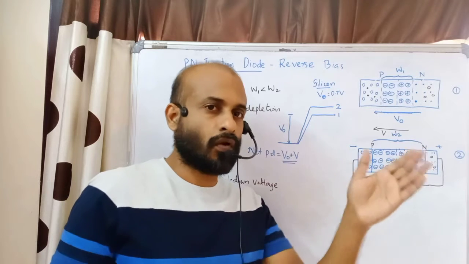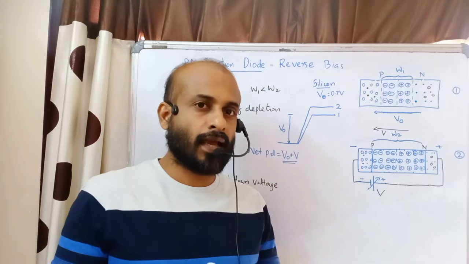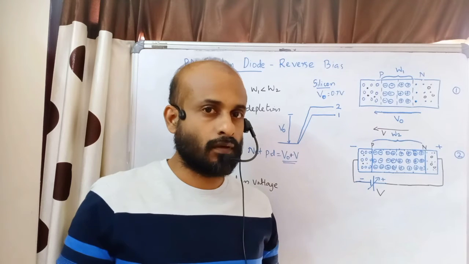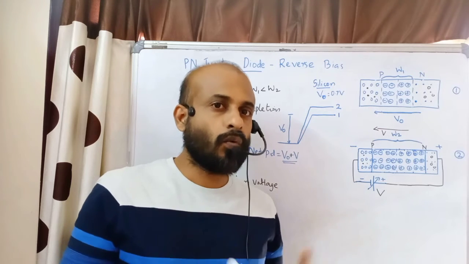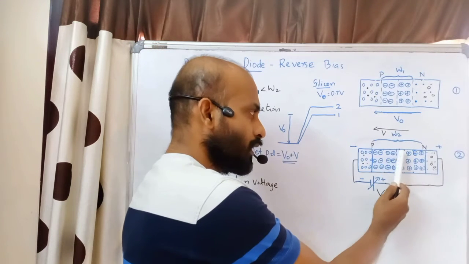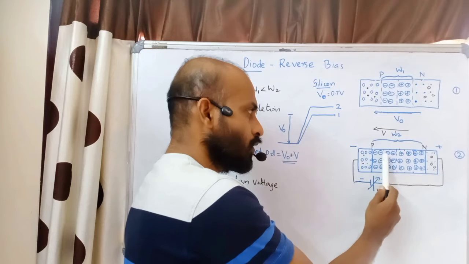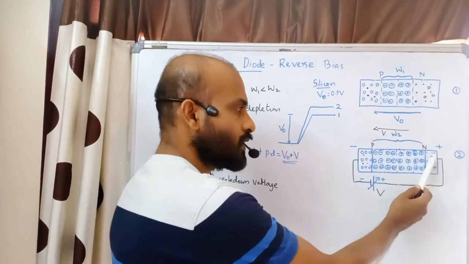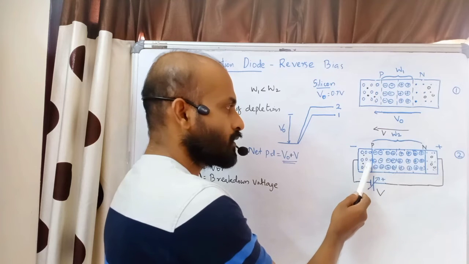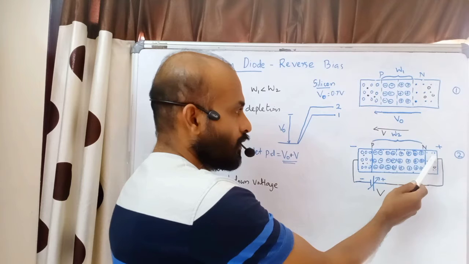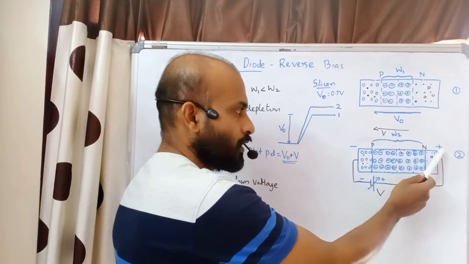No holes are able to cross the junction. So minority carrier injection is not possible. So forward current is not possible during reverse bias. Now what can happen is, the electrons are not able to come to the junction, holes are also not able to come to the junction, but there are minority carriers. You can see a few holes here, a few electrons here. These electrons will be repelled by the negative potential. These holes will be repelled by the positive potential.